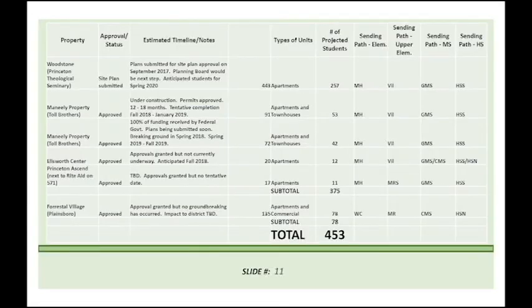You know, Manili's underway. Woodstone's in front of the planning board Wednesday night. Ellsworth Center has a sign on the corner. This Forestville Village in Plainsboro is always delayed. And at some point, that's going to go. But it's delayed for now.